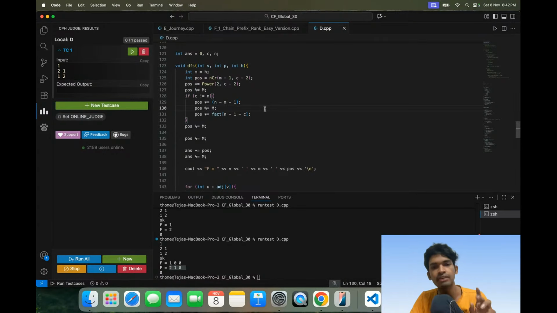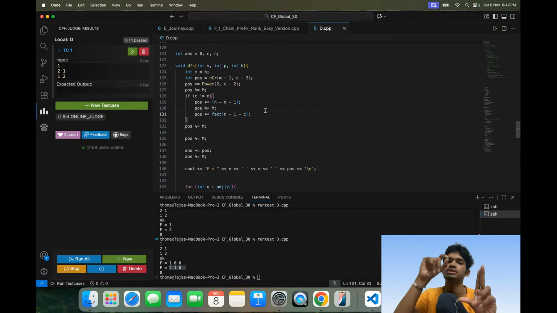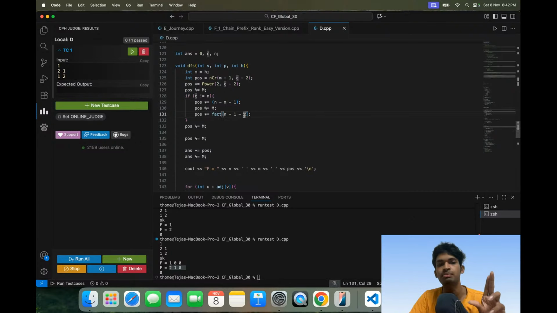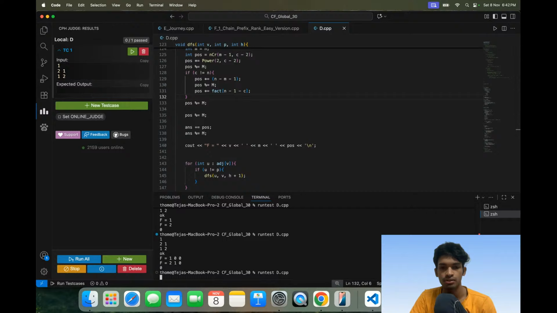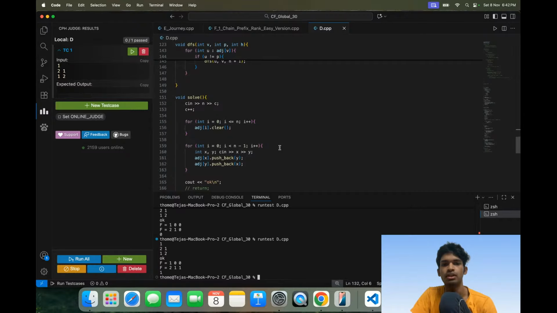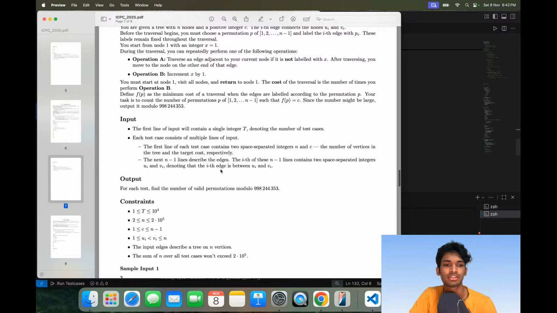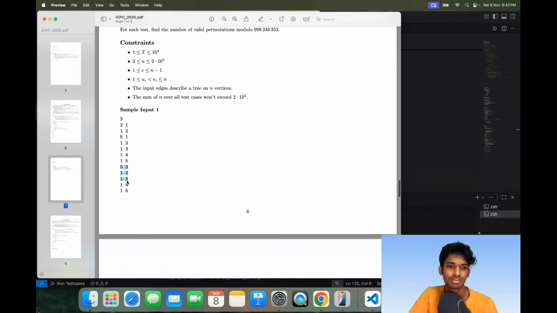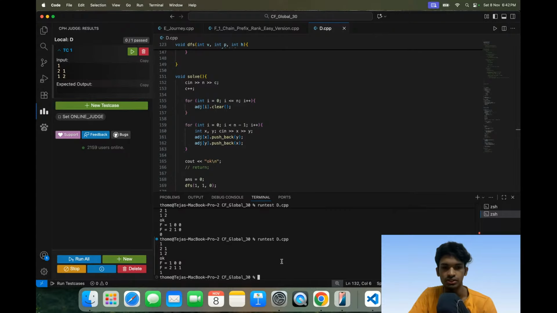But if C is less than N, among the remaining edges, you reorder them. You must place C somewhere. You will place C somewhere. I'm not hard coding, guys. So this was one. So now let's verify the final test case. 5 and 3. This is the final test case.